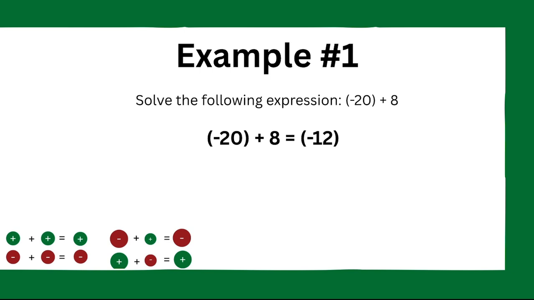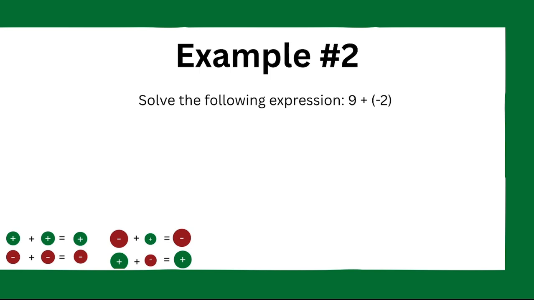Alright, now going on to our second example, I have 9 plus negative 2. So I see that I have a large positive number, and then I see I have a smaller negative number. Now looking at my rules, I know that since my positive is the bigger number here, I'm going to end off with the positive.